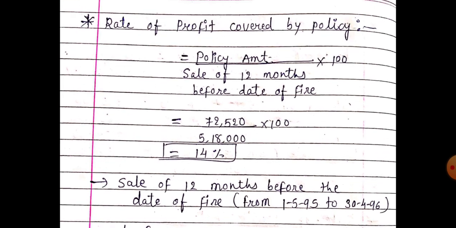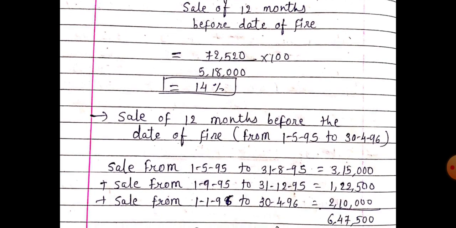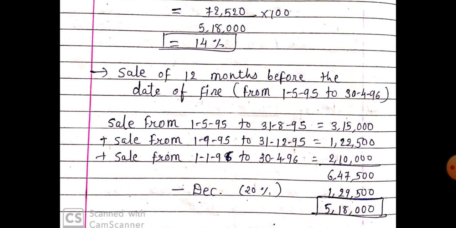Now next calculation is rate of profit covered by policy, that is, how much of the profit we are covering by the policy. Our formula is policy amount divided by sales of 12 months before the date of fire into 100. Policy amount we are given, 72,520, but sales of 12 months before the date of fire we are not given, so we have to calculate it. Here is the calculation of sales of 12 months before the date of fire.